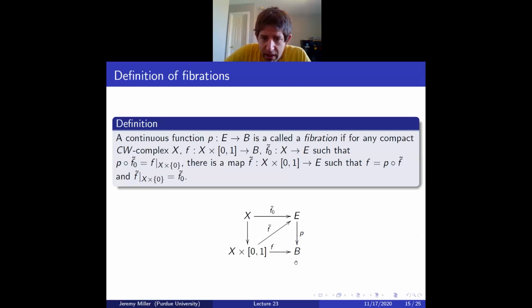It's a map E to B, such that if you have a map from some space, some CW complex X cross an interval into B, and then you have a lift at time 0, so this map is just inclusion into X cross 0, then you can lift. So it's like if you have a family of paths and you pick a family of initial conditions, then you can extend to a family of paths in E.